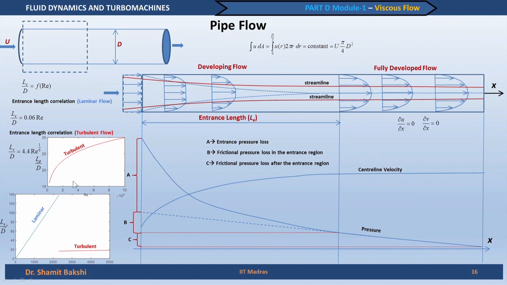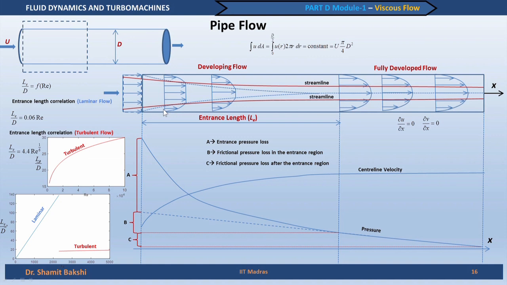Now, one thing we mentioned here is the transition to turbulence in the case of a laminar flow. The Reynolds number in the case of a pipe flow, like we defined before, is defined as rho into velocity into diameter of the pipe, divided by mu, the dynamic viscosity. Now, this value of 2300 is for a smooth pipe.